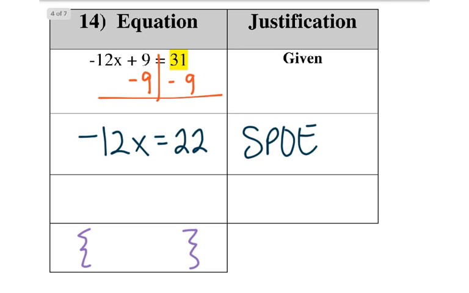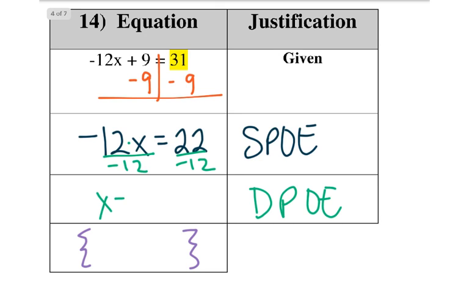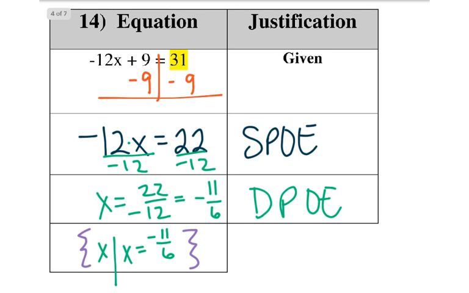Okay, the next thing is it says -12 times x, so I'm going to divide to get rid of that. So division property of equality. So I'm going to have x is equal to 22 over -12. Okay, we're not going to write this as a mixed number. We're not going to write it as a decimal. We're going to simply simplify our fraction. So a positive divided by a negative is negative. 2 goes into 22 11 times, and it goes into 12 6 times. So x is equal to -11/6.